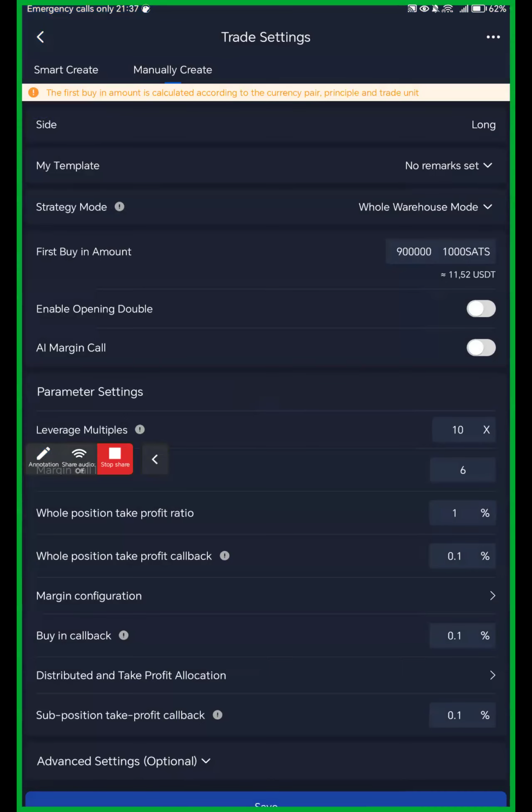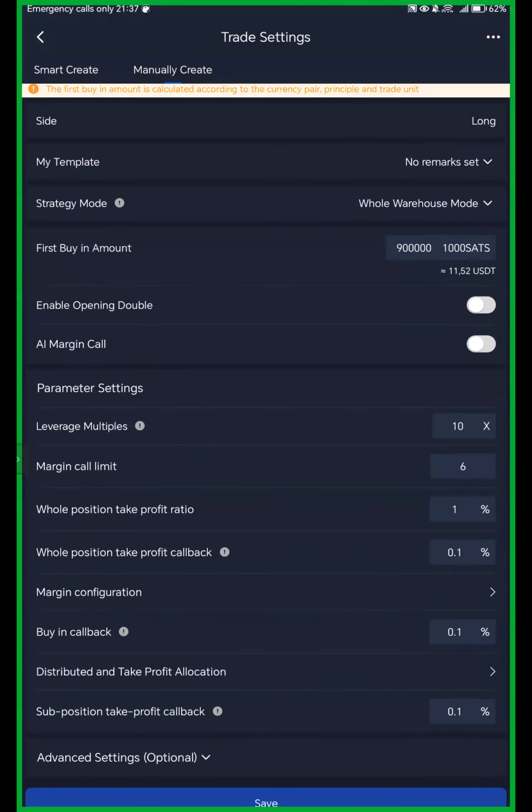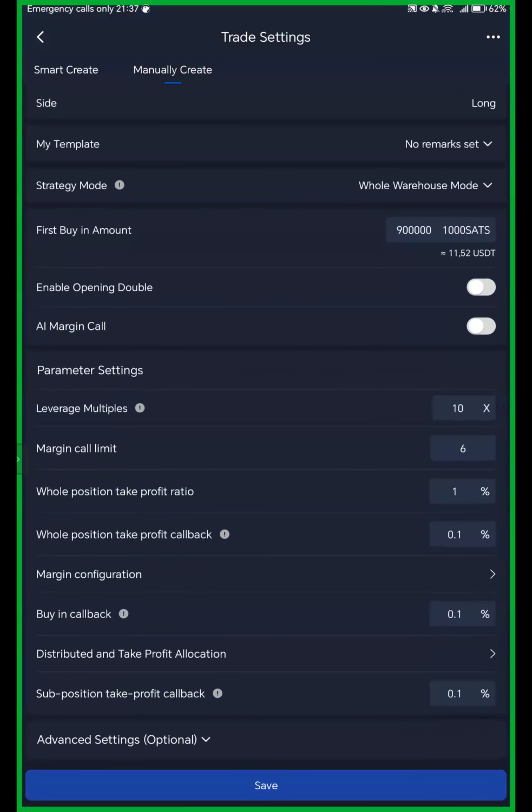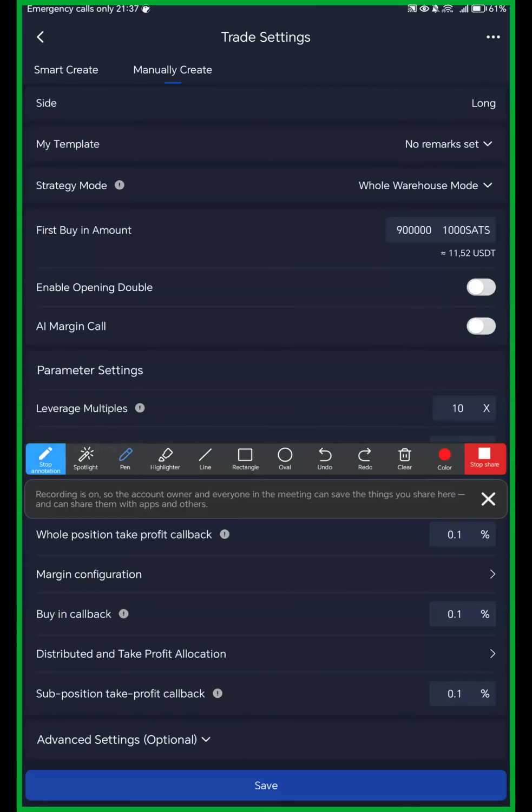Okay, so this coin, it is already under what? As you can see here, it is already under manual create. All right, it is already under manual create. It means I once traded it. That's why it has arrived here first. Okay, so we're gonna still tap on the advanced setting optional. We will still tap here.